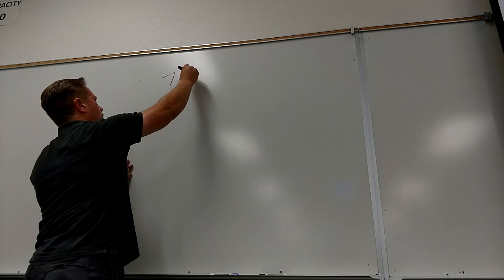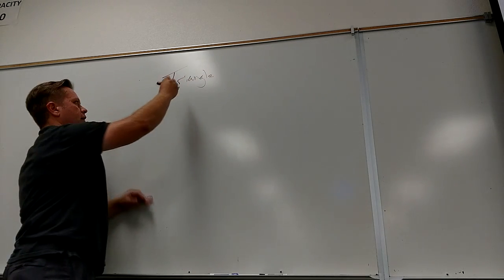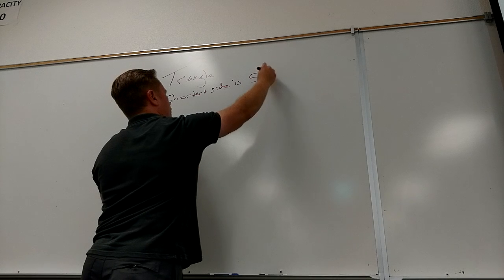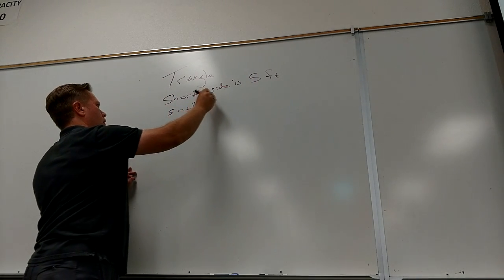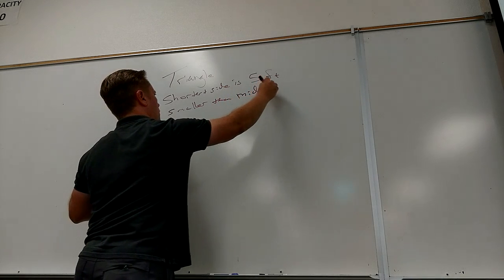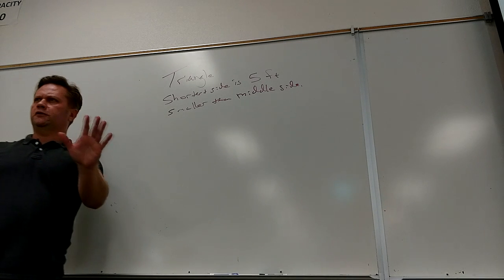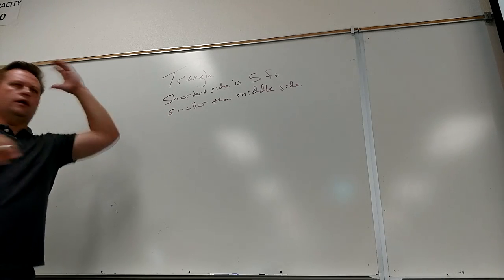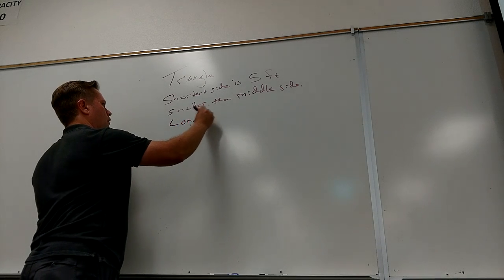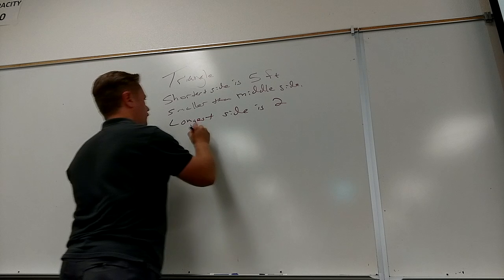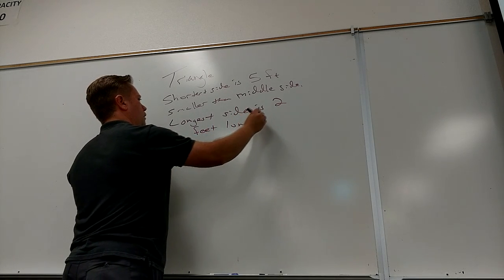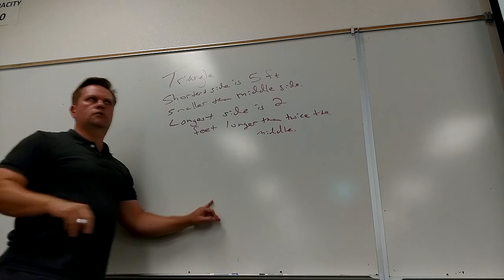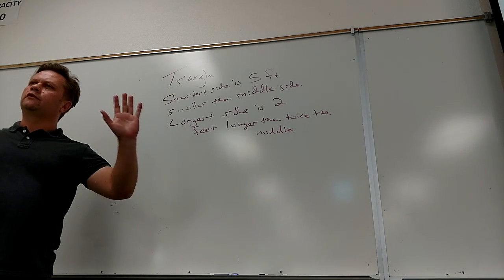Let's say I had a triangle. There's a triangle, and the shortest side is 5 feet smaller than the middle side. Everybody with me so far? So the shortest side is 5 feet smaller than the middle side. And the longest side is 2 feet longer than twice the middle. And I tell you, the perimeter is 37 feet.